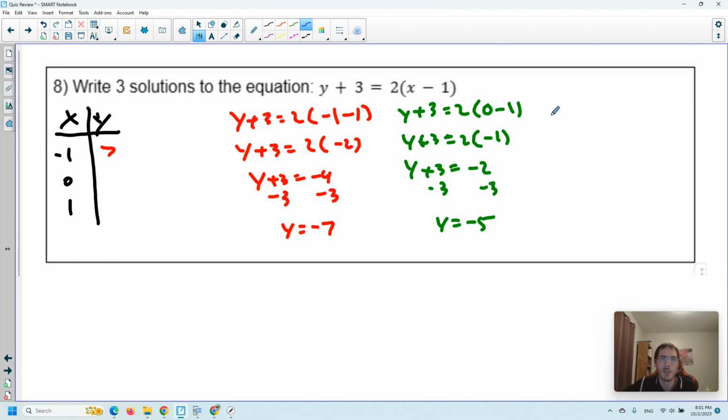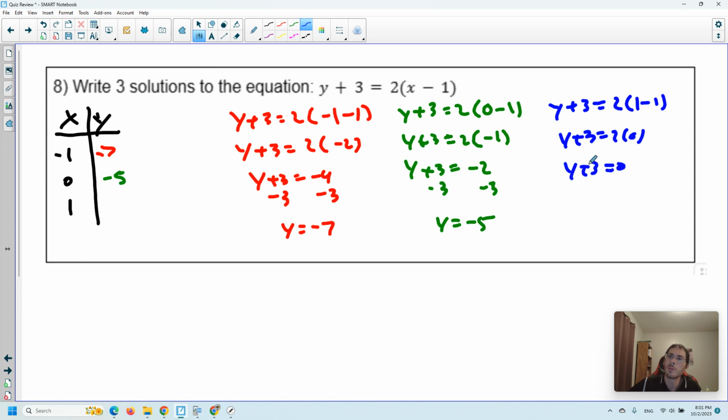And if you do, that's good, because then you don't have to do any math for the last one. You can just write down the final number that you would have in this table. That should be a -7. But y plus 3 equals 2, 1 minus 1. y plus 3 equals 2 times 0. y plus 3 equals 0. That's okay. y minus 3. So minus 3 both sides using our good skills from Unit 1. And we get our 3 answers.